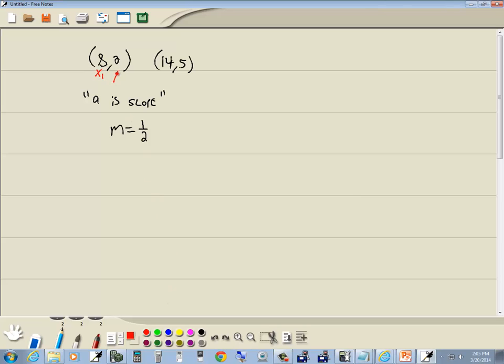This is x1, y1, x2, y2. Remember, our formula is m is equal to y2 minus y1 over x2 minus x1. So we would have 5 minus 2 over 14 minus 8. 5 minus 2 is 3, 14 minus 8 is 6, and 3 over 6 is 1/2. A lot easier to do by hand, but again, if you're getting ready to introduce linear modeling on a calculator, then this is kind of a first step.